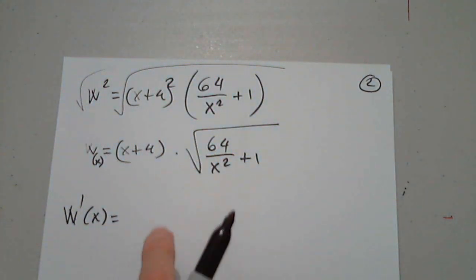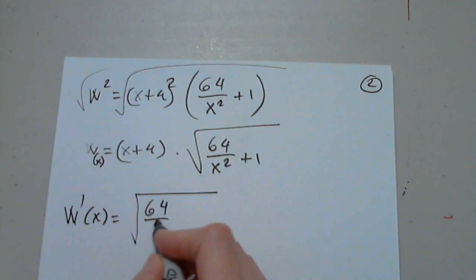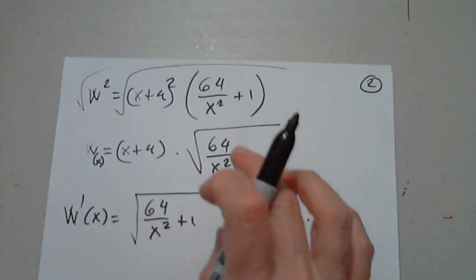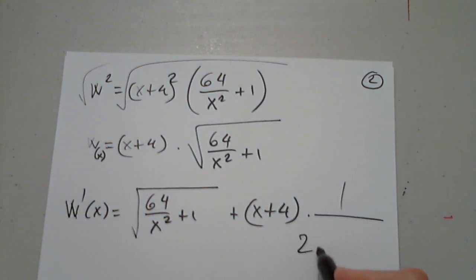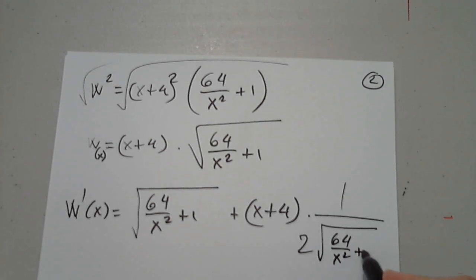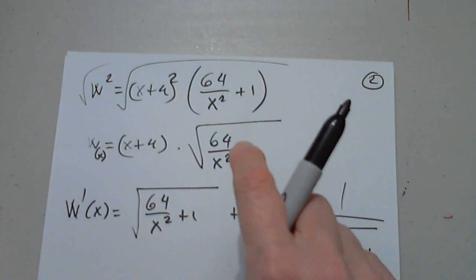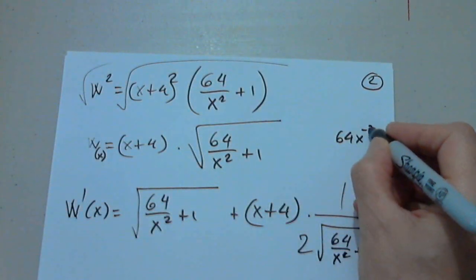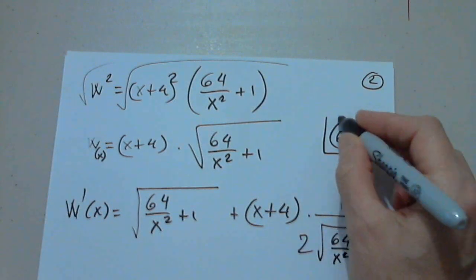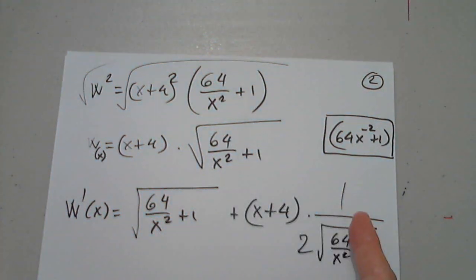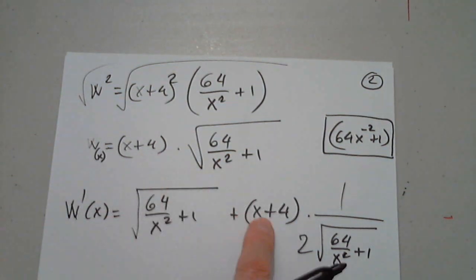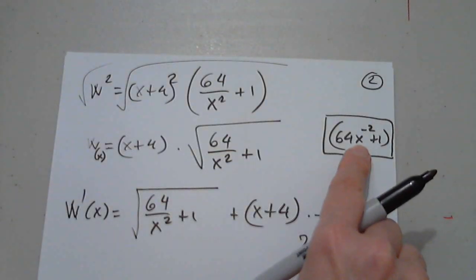First function prime is 1 times the second one, plus the first function times the second one prime. 1 over 2, the square root of 64 over x squared plus 1, now careful, times the inner function prime. So I'm going to write on the side 64x to negative 2 plus 1. This is what I need to differentiate, the inner function prime. One more time. The first function prime is 1, so times this, plus the first function times this one prime, which is 1 over 2, the square root. But I have to differentiate the inner function prime.